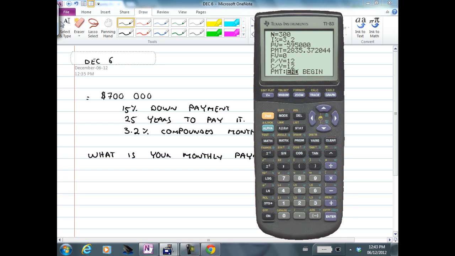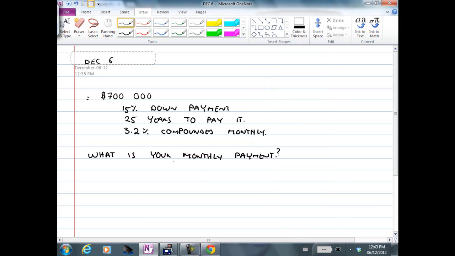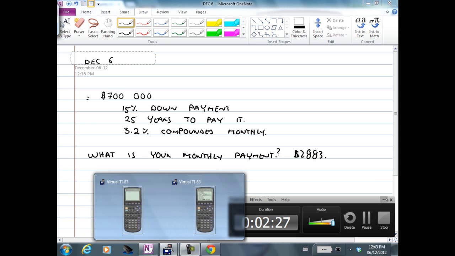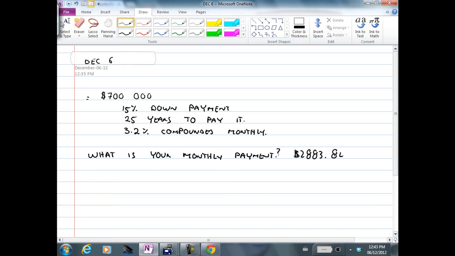My payments per year and compounding are 12 and 12. Go to alpha, payment, and I'm paying $2,883.84. So let's write this down. Basically, that's how much I'm paying a month.